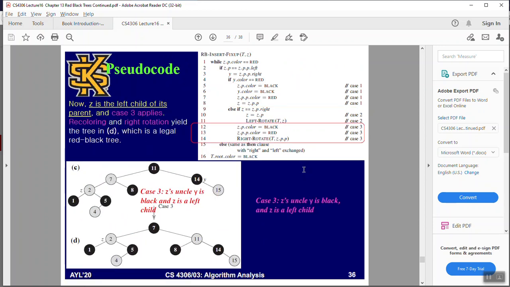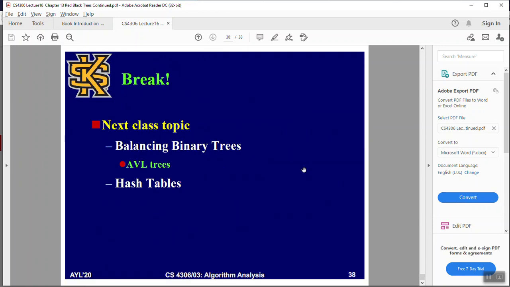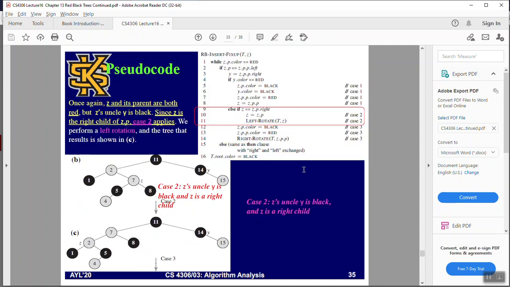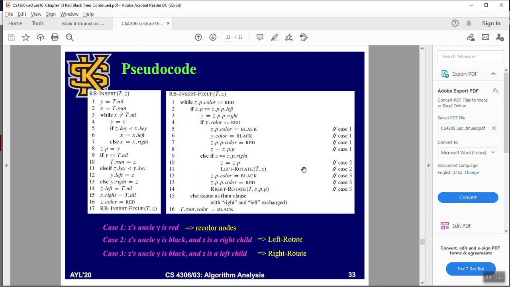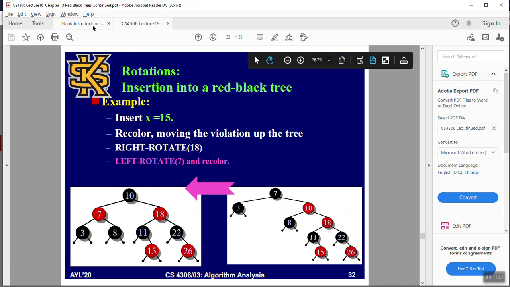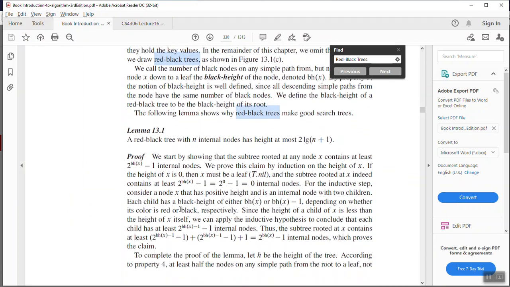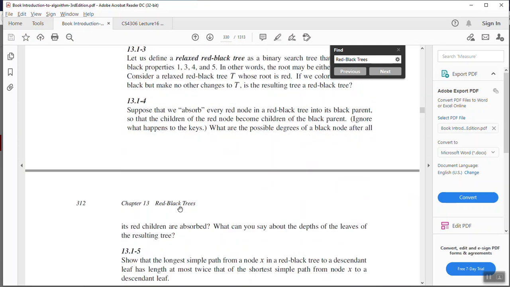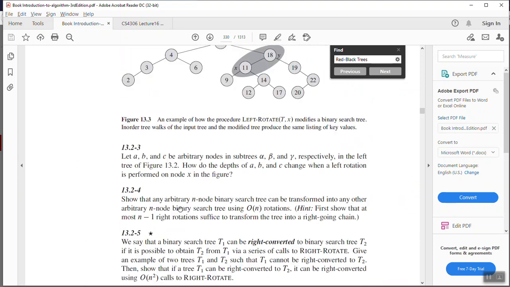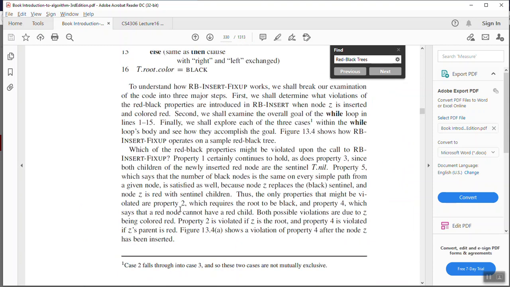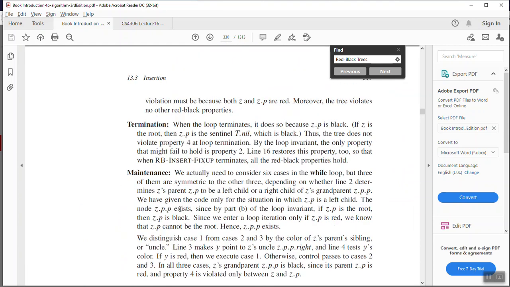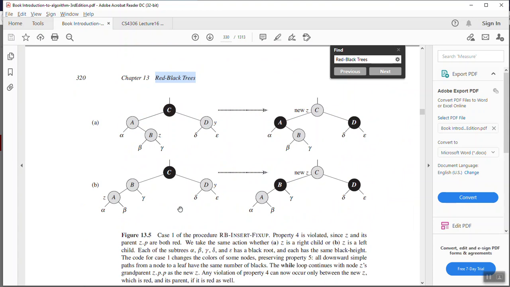One more thing: it is quite difficult and confusing, so you may need to read the book and watch the slides, and especially please watch my previous lecture video for the AVL tree. If you understand the AVL tree, then it will be easy for you to understand this. Otherwise it is difficult for you to understand. So there are some changes over here.